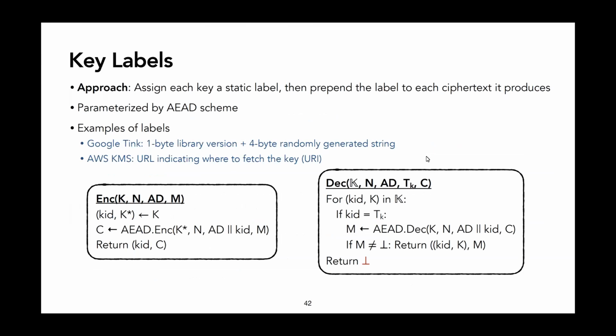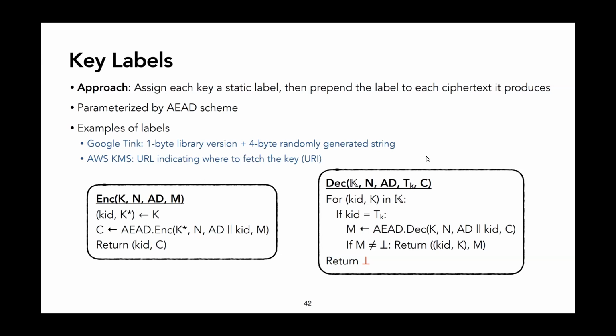So we talked about Google Tink before. There's also the Amazon Web Services key management service. They use a URL indicating where to fetch the key. This can be considered a type of key label. So more specifically, encryption calls the AAD scheme on the plaintext message. And as part of the associated data, we include the key label. The key label itself forms our key tag, which we output together with the ciphertext.